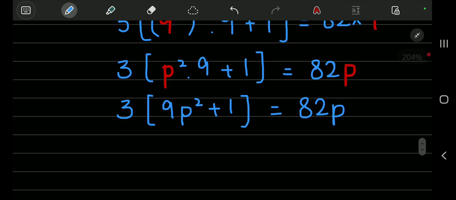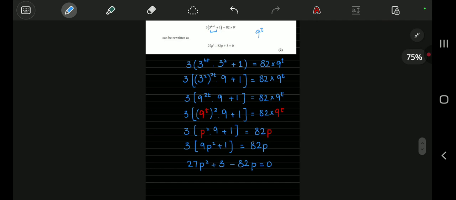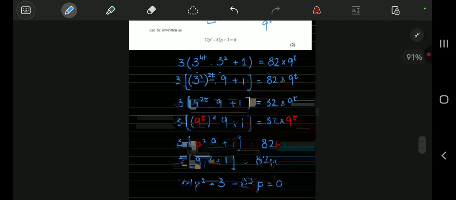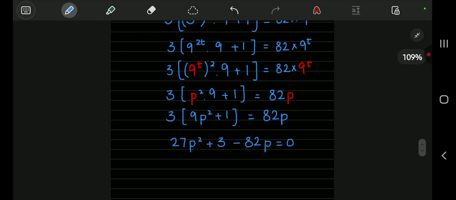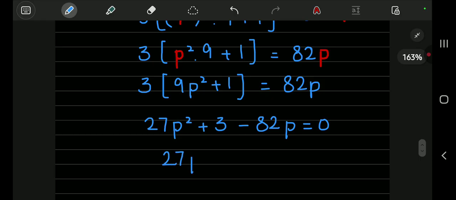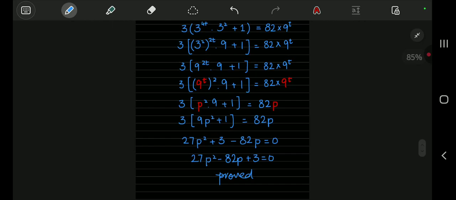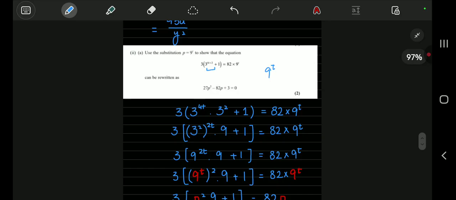3 times 9 is 27. So 27p squared plus 3 minus 82p equals 0. So what was the equation that we needed to prove? That 27p squared minus 82p plus 3. So just rearranging it one more time, it will become 27p squared minus 82p plus 3 equals 0. That is what we needed to prove. Okay, that's it. It can be rewritten in this form.